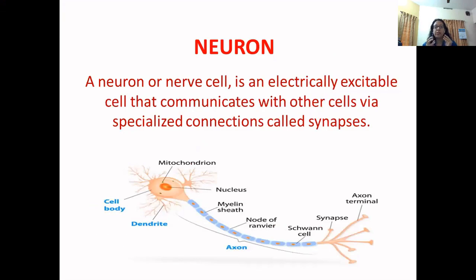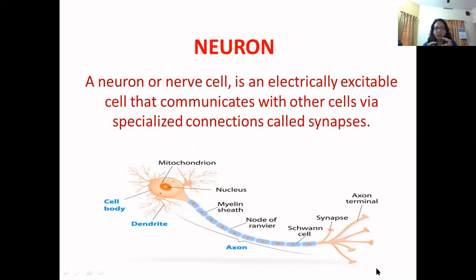A neuron, or a nerve cell, is an electrically excitable cell that communicates with other cells via specialized connections called synapses. So what are synapses? These are the connections where one neuron meets another neuron. So you can see this is the basic structure of the neuron.